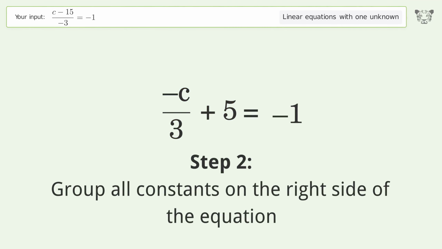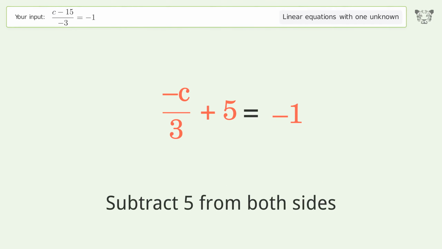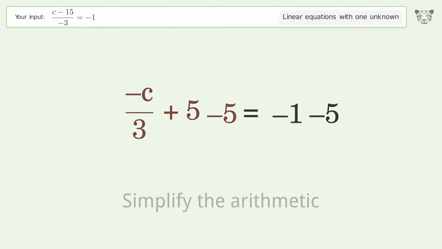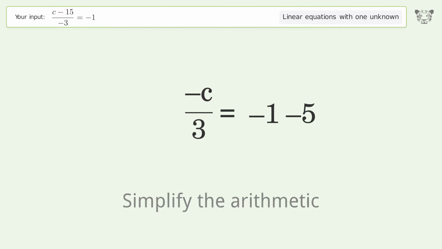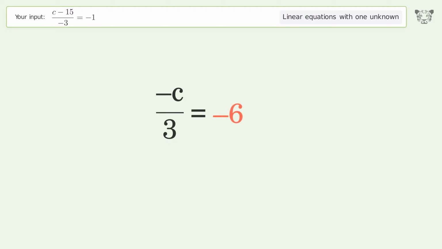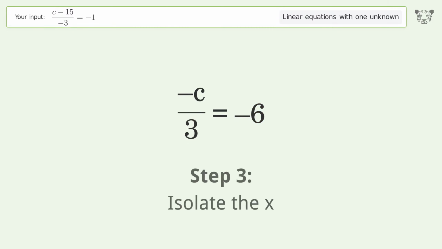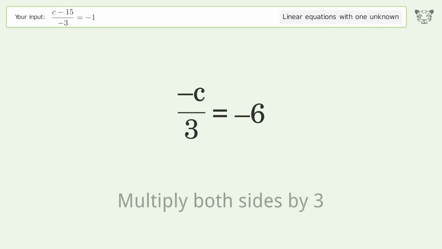Group all constants on the right side of the equation. Subtract 5 from both sides. Simplify the arithmetic. Isolate the x. Multiply both sides by 3.